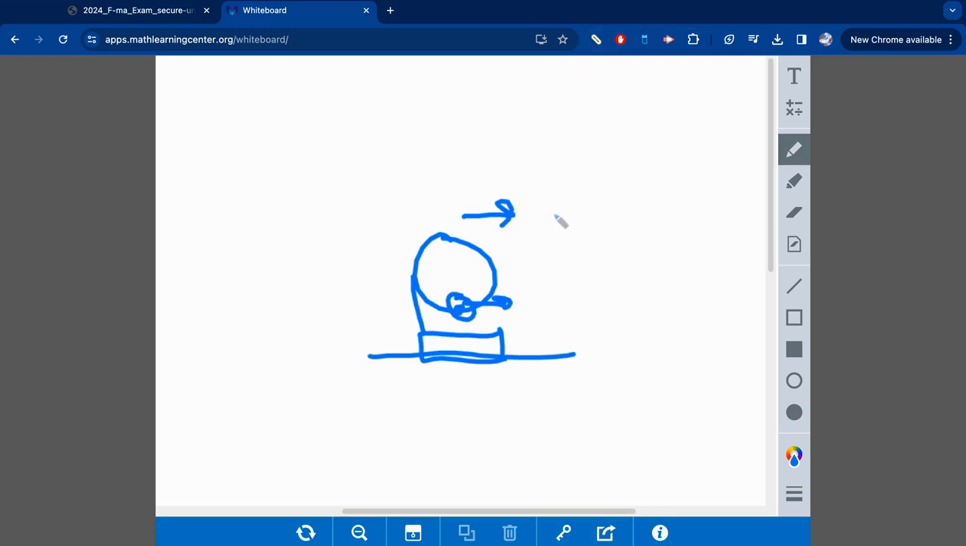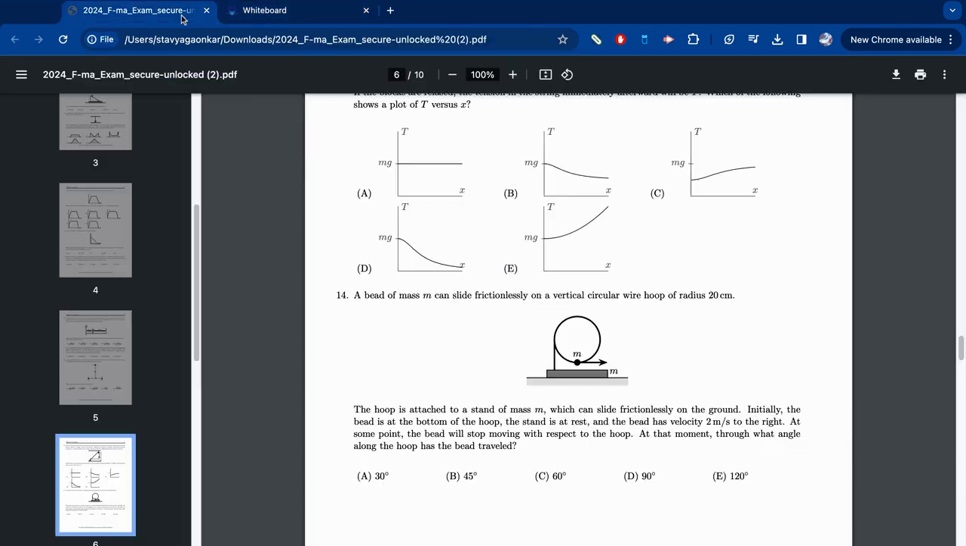Which means that, let's just say the stand is moving at, I don't know, 0.5 meters per second, and so is the bead, right? So that's what it means to be stationary with respect to the stand. So if we consider conservation of momentum, and the reason we can use conservation of momentum is because there's no net forces in the horizontal direction acting on the stand and the bead. So we can conserve momentum in the horizontal direction.